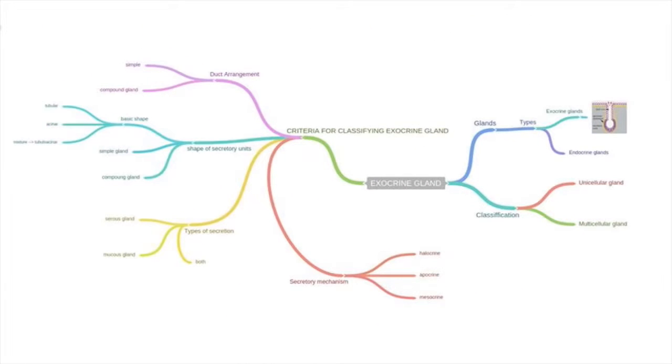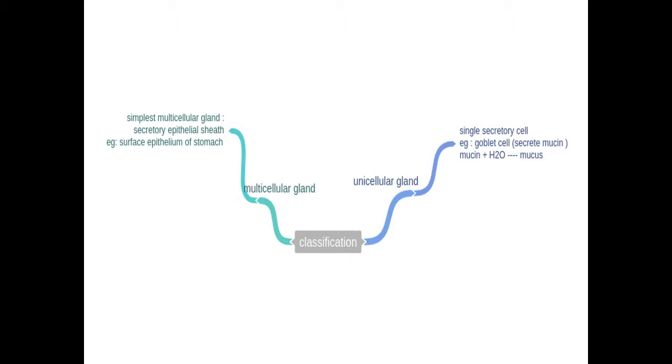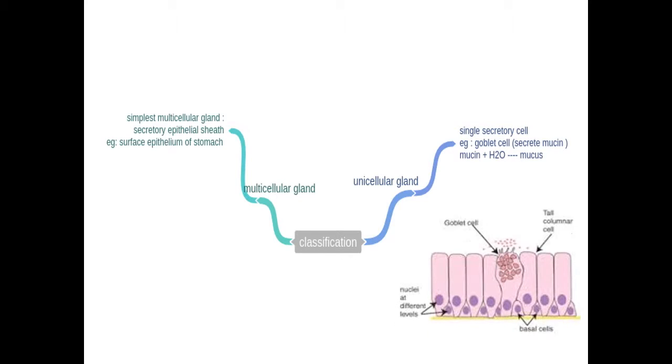Okay, the next one will be classification. Classification of exocrine gland can be divided into unicellular and multicellular. Next, unicellular glands, such as single secretory cells, for example, goblet cells that secrete mucin. Mucin plus H2O will form mucus. Multicellular glands, simple multicellular glands, secretory epithelial sheets, for example, surface epithelium of stomach.